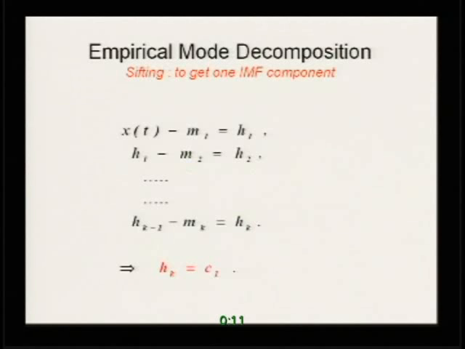The way is that your x minus mean 1, the first mean, equals h1. We take h1 as our data minus the second mean, h2. We keep on doing this until the kth time. Okay?